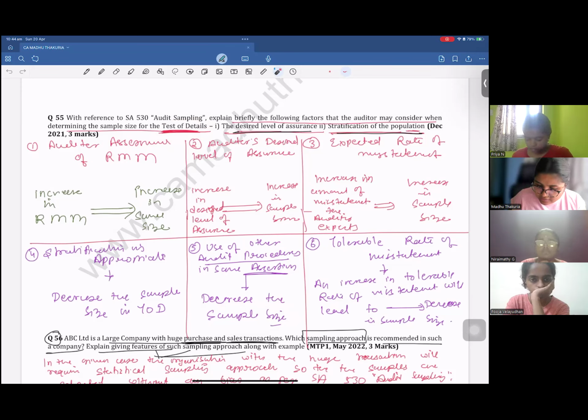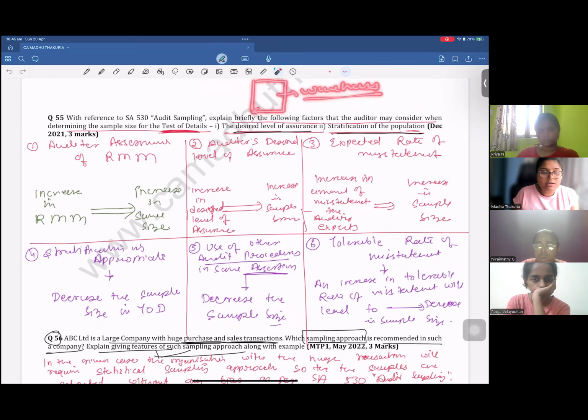Same thing happens with inventory also, right? You want to check inventory existence, you go and attend the physical count. At the same time, you can also refer to the purchase and sales documents to check whether that inventory was already existing on that particular day. You can also check the warehouse register to check the inventory movement. You're already applying a lot of procedures. Why do you want to increase your sample size? With a smaller sample size it is possible.